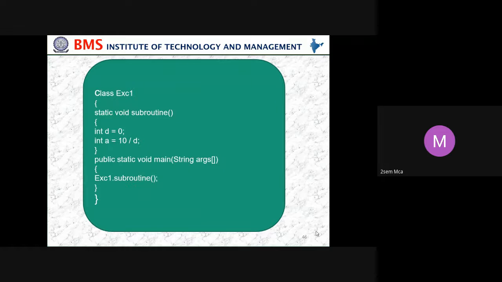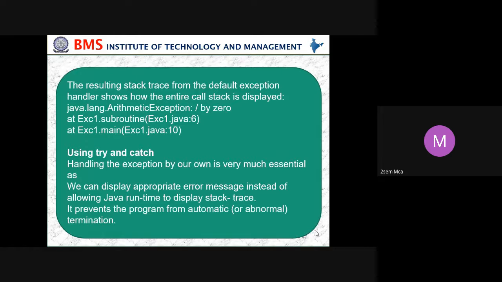Class Exception, in which there is a static void subroutine, and in that we are doing d equals 0, a equals 10 by d. Then public static void main, that is String args, calls the subroutine. So there is the resulting stack trace from the default exception handler, which shows how the entire call stack is displayed: java.lang.ArithmeticException: divide by 0 at Exception.subroutine, Exception1.main.